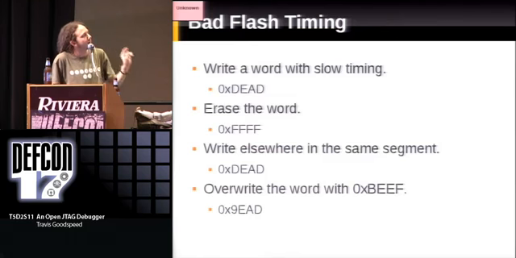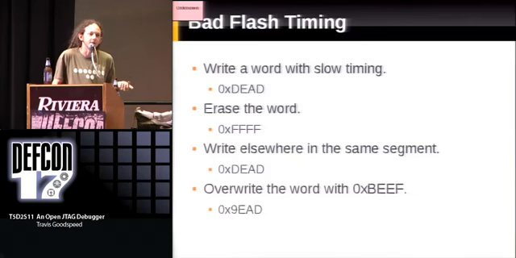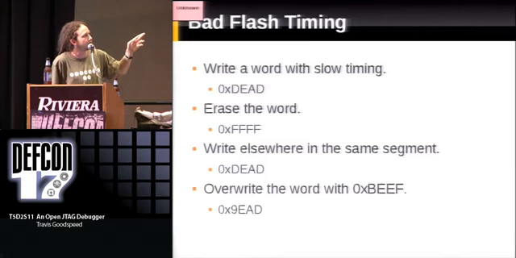If I wrote anywhere else within the same segment, suddenly the erasure for this word would fall apart. And the next time I read it back, I would see the original value that I'd written previously. And then if I were to write anything else there, the 2 words would be bitwise ANDed. So if you write DEAD and BEEF into the same address, you get 9EAD. You wind up with a 0 in the result if there's a 0 in either of the initial values.